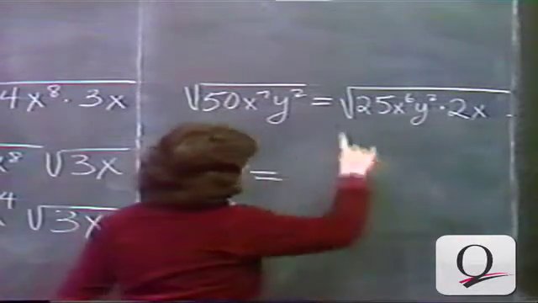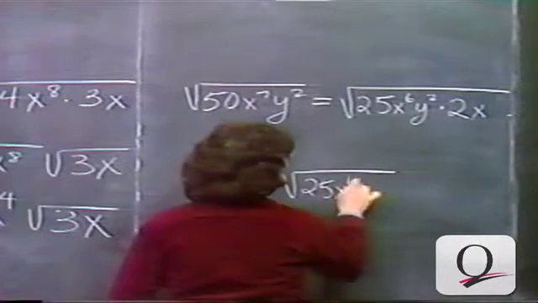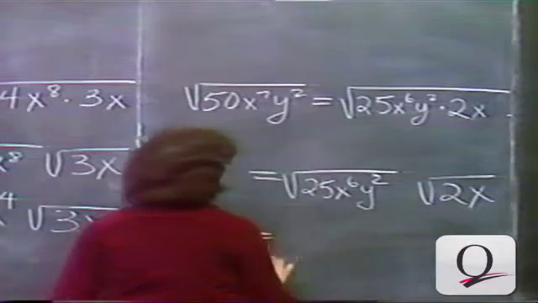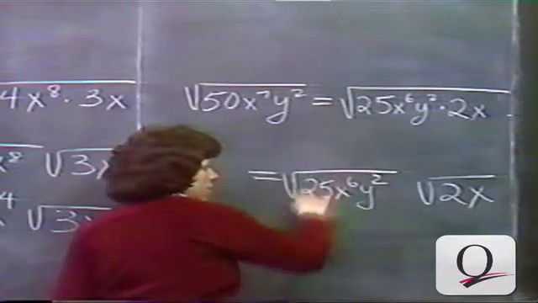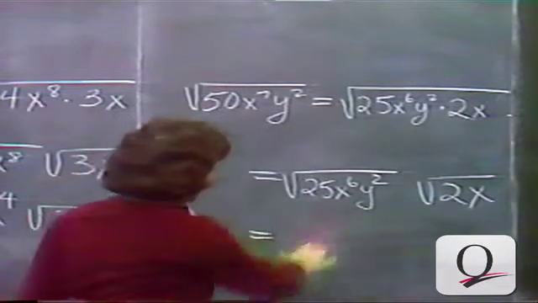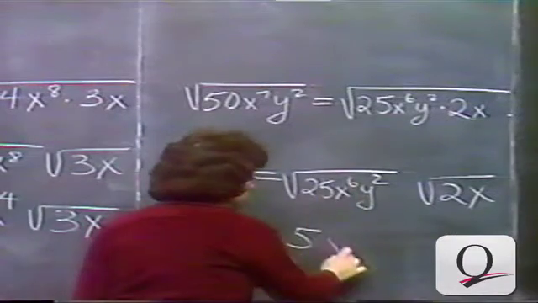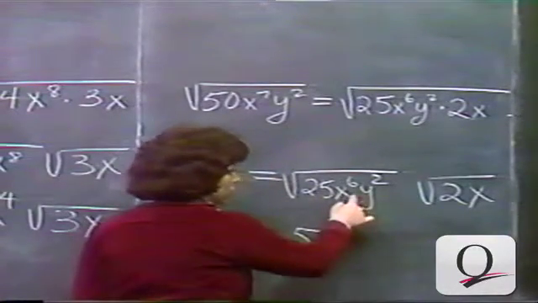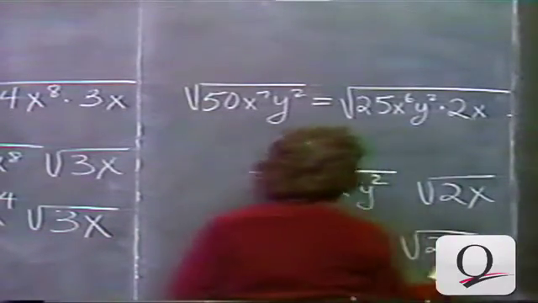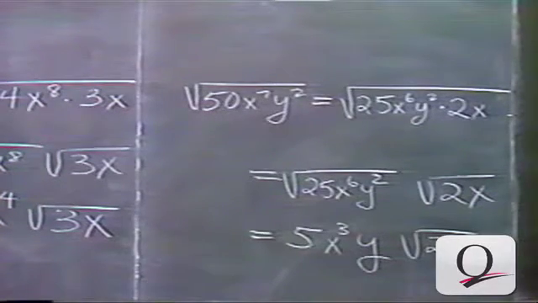The square root of a times b, of course, now is the square root of a times the square root of b. Now, you can remove the radical from this because this is a perfect square. That's why you isolated it like that. The square root of 25 is 5. The square root of x to the 6th is x cubed, halving the power. The square root of y squared is y. So you get 5x cubed y times the square root of 2x. And that brings us to the end of the tape.